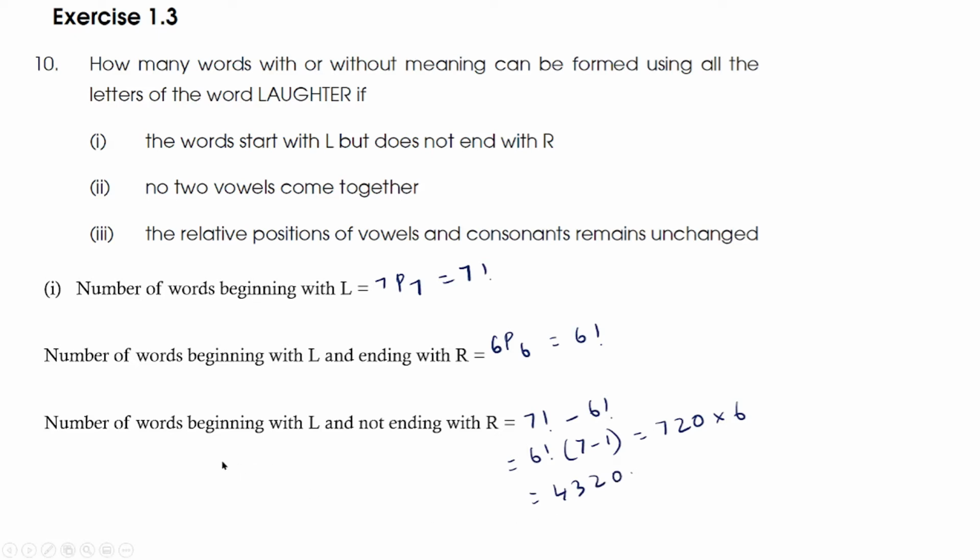So the number of words beginning with L and not ending with R will be the number of words beginning with L minus the number of words beginning with L and ending with R. So we get the value as 4320.